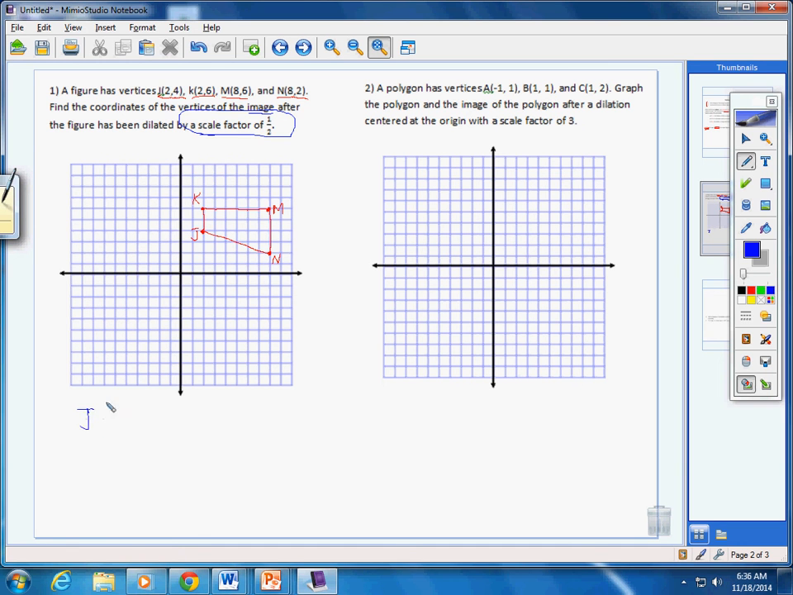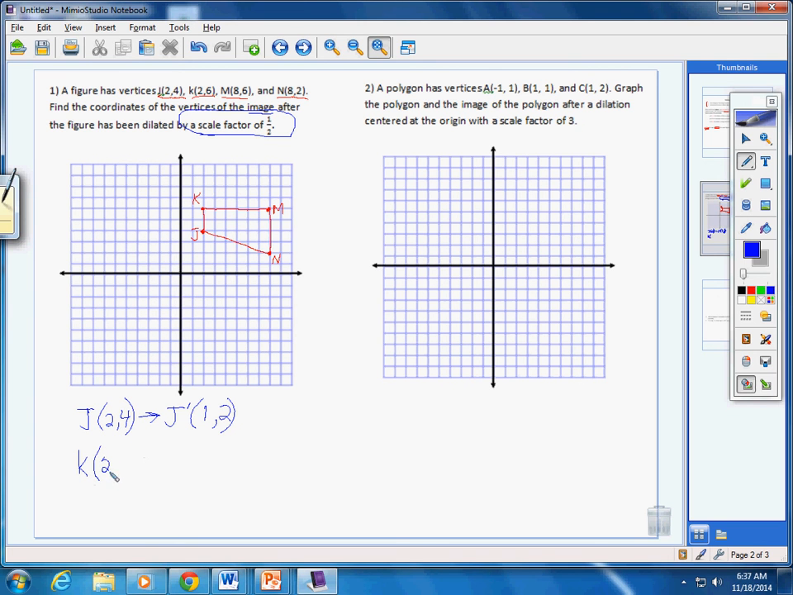So if J is (2, 4), J prime is going to be 1/2 times 2, which is 1, and 1/2 times 4, which is 2. So there's J prime. Let's do K prime.